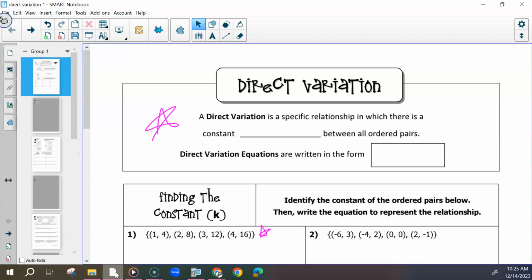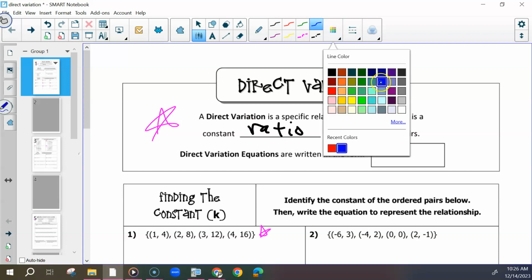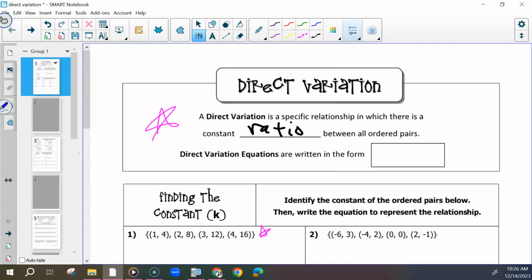Talk about some vocab before we really get into this. A direct variation is a specific relationship in which there is a constant ratio between all ordered pairs. Direct variation equations are written in the form y equals kx. So when we write this format, it's going to look very similar to our slope-intercept form, but also a little different because we're using k, not n.